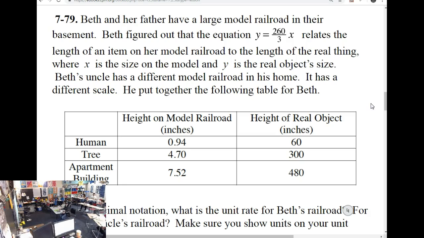Nice, yeah. You can expand it out and keep going. Yes. All right, check out 79.